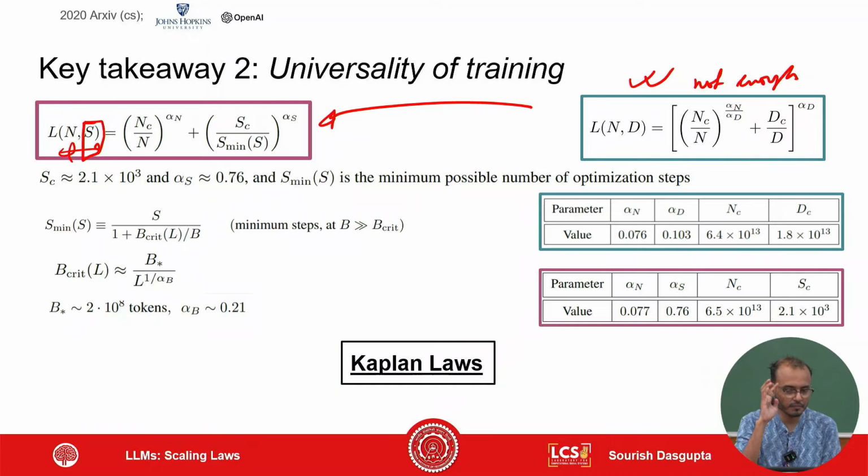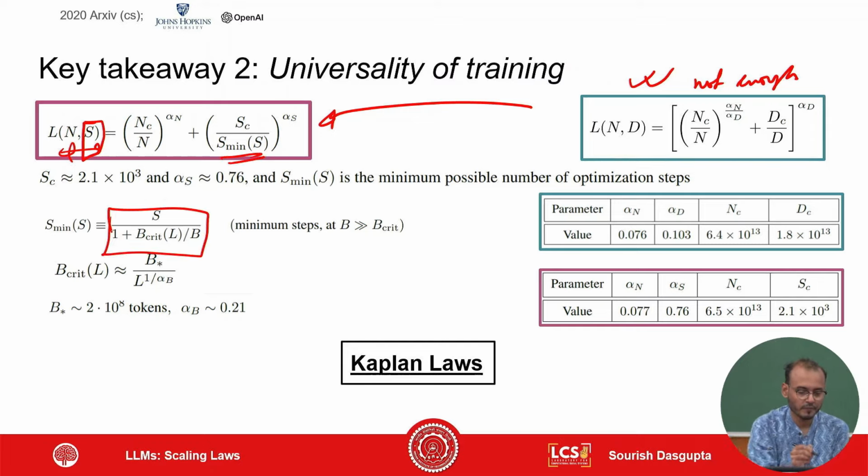And again, it pretty much looks the same. S_c is again the scaling factor for the number of steps. S_min is again the minimum number of steps that you would require to achieve a particular loss point, the minimum number of training steps. You can think of it like epochs as well that you would need.